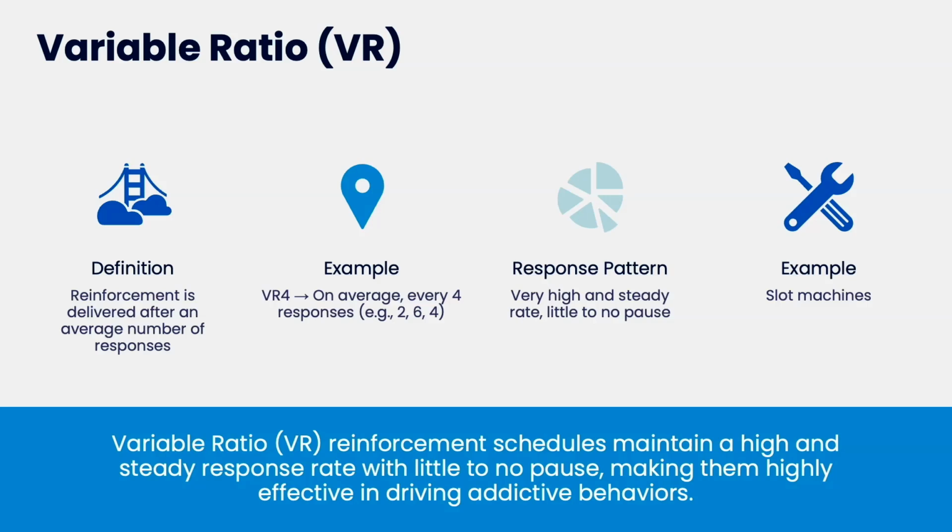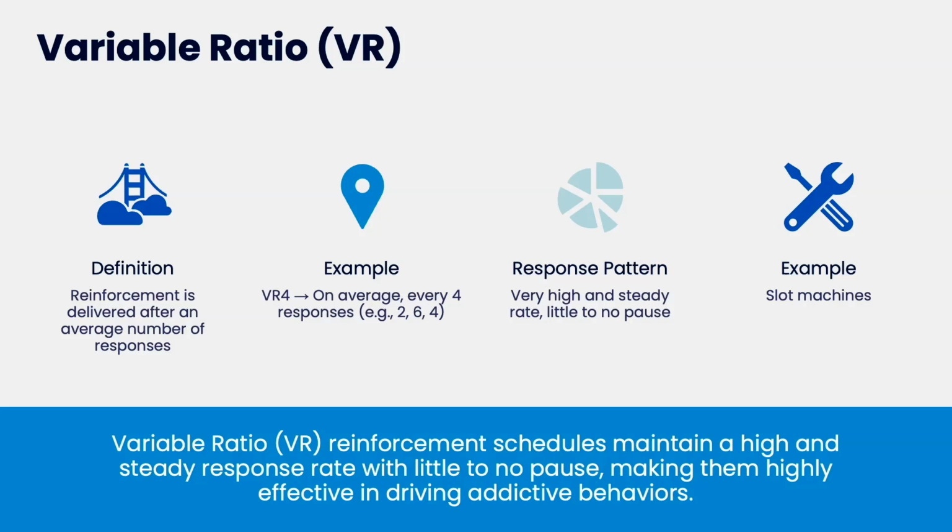Variable ratio is not fixed, so it's delivered after an average amount of responses, and this gets back to some of that math stuff. A VR, variable ratio 4, is on average every 4 responses. If you average 2, 6, 4, you'll get 4. Add those together and divide by 3, you'll get 4. You have this schedule that you already made and you're going to deliver on these numbers. After 2 responses, they get reinforcement. After 6 responses, they get reinforcement. After 4 responses, they get reinforcement. And then maybe you recycle that or you come up with another 3 numbers.